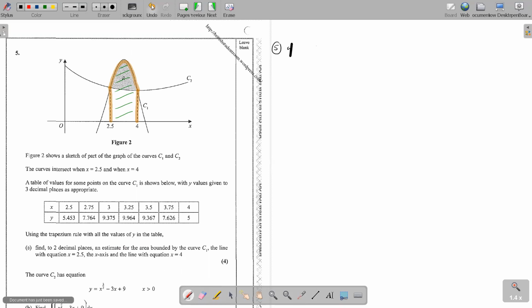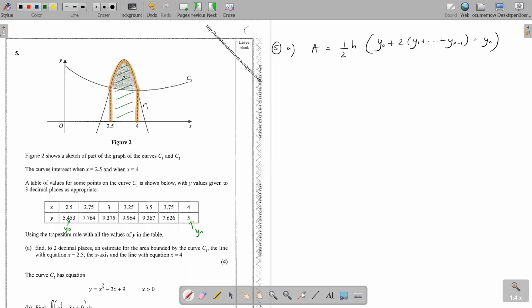So trapezium rule. So area equals half times h, into y0 plus 2 times y1 up to yn minus 1, the middle y values, plus the last y value. Okay. So in here, you all should know y0 is the very first y value, yn is the very last y value, and these are the y1, y2, the middle y values, right? And what is h? h is actually the gap. Now, the x values are equally placed. There's an equal gap in between all these x values.